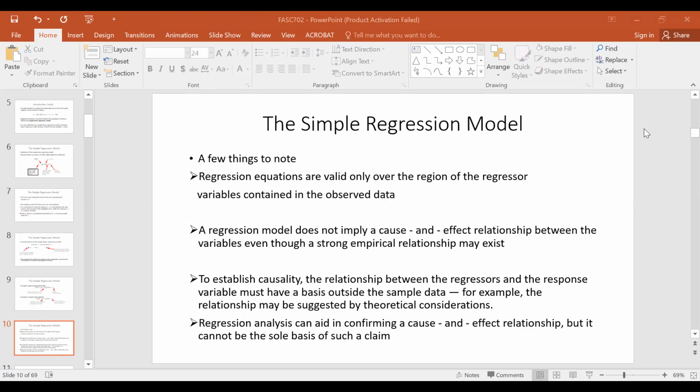You are welcome to predict outside. We are just saying don't go too far. That's my point. You are allowed to predict for sure. In fact, regression is used for prediction.